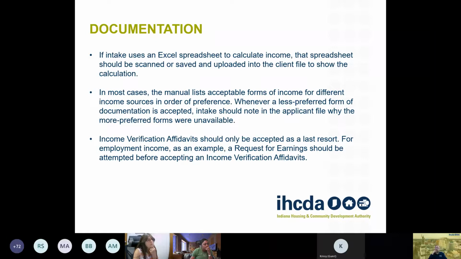So if intake uses an Excel spreadsheet to calculate income, that spreadsheet should be scanned or saved and uploaded into the client file in order to show the calculation.